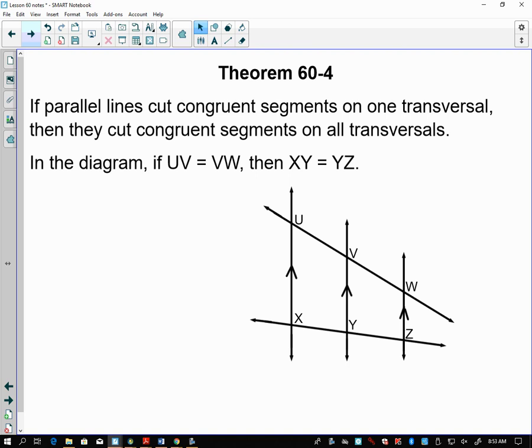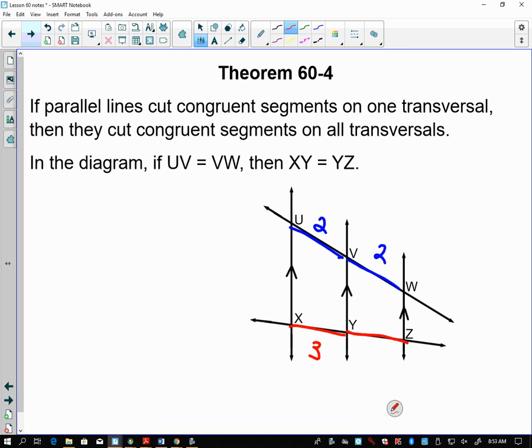Okay, so here, if parallel lines cut congruent segments on one transversal, then they cut congruent segments on all transversals. So that's basically saying this, is that if I know that the distance from U to V is 2, and I know the distance from V to W is 2, and I come down here, and I know the distance from X to Y is 3, and I'm wondering, well, then what is YZ? Because these two segments up here are congruent to each other, then these divided segments down here have to be congruent to each other. So what is YZ?